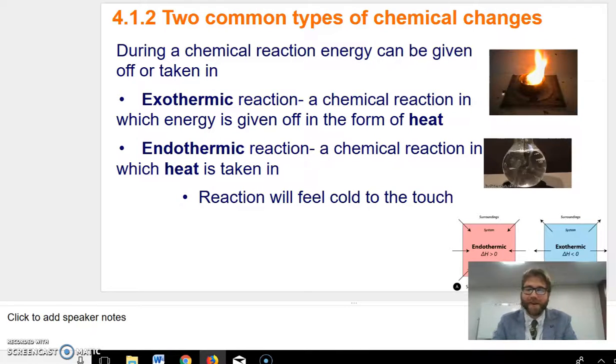Hi everyone. All right, let's talk some chemical equations, right? Let's start with this slide. We have two types of chemical reactions. We have exothermic and endothermic reactions.